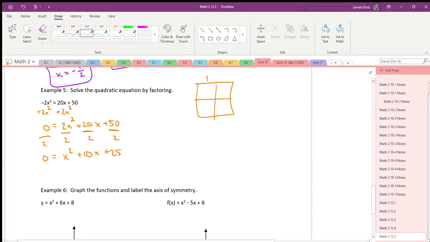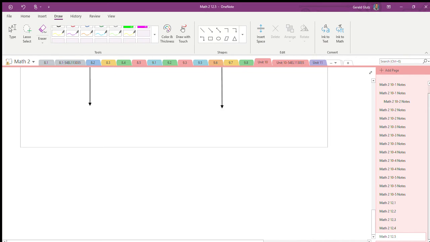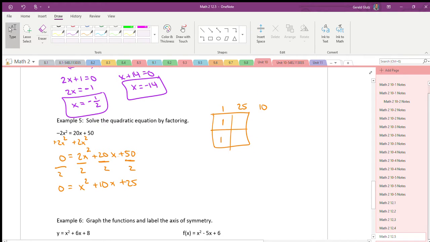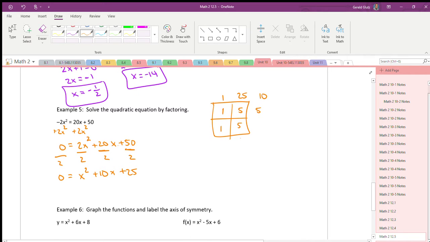So A is 1, C is 25, and B is 10. I'm going to have all positive numbers. I know that these two have to be 1 because 1 times 1 is 1. Two numbers that multiply together to equal 25: it's either 25 and 1 or 5 and 5. I'm going to guess it's 5 and 5. So 1 times 5 is 5, 1 times 5 is 5.